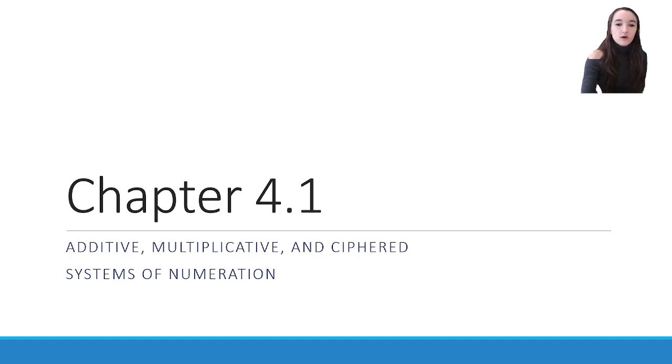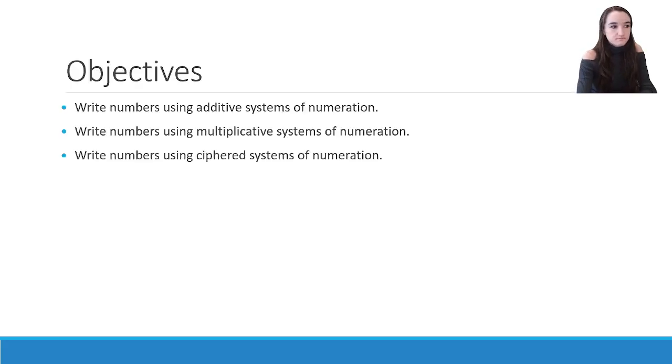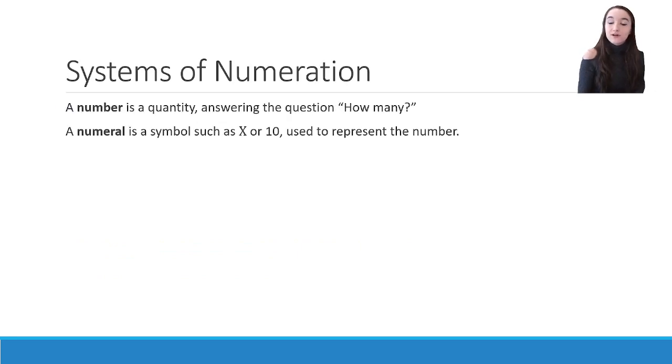Chapter 4.1, Additive, Multiplicative, and Ciphered Systems of Numeration. So in this chapter, we're really going to get into what is a number system. So first, we need to talk about what is a number. Now, of course, you generally have an idea what a number is, but let's give it a more rigorous definition.